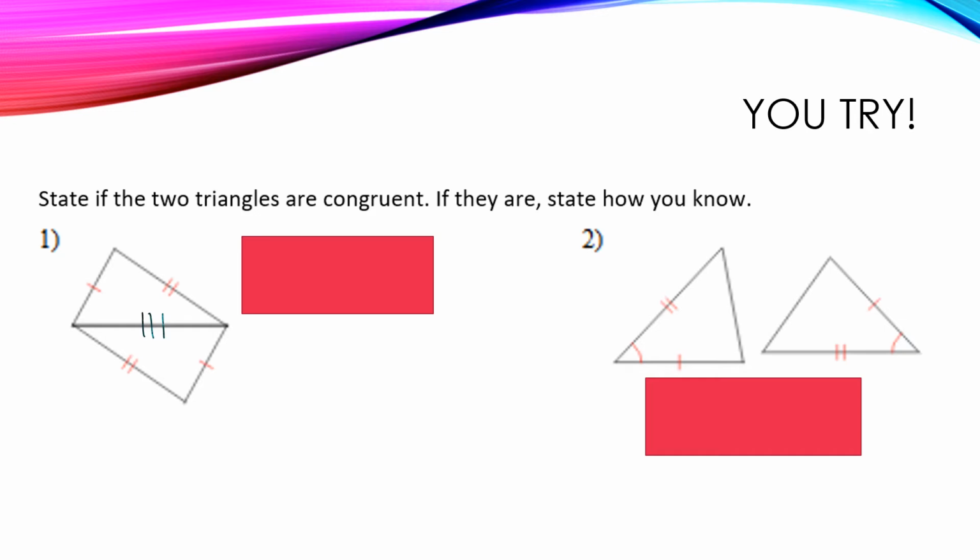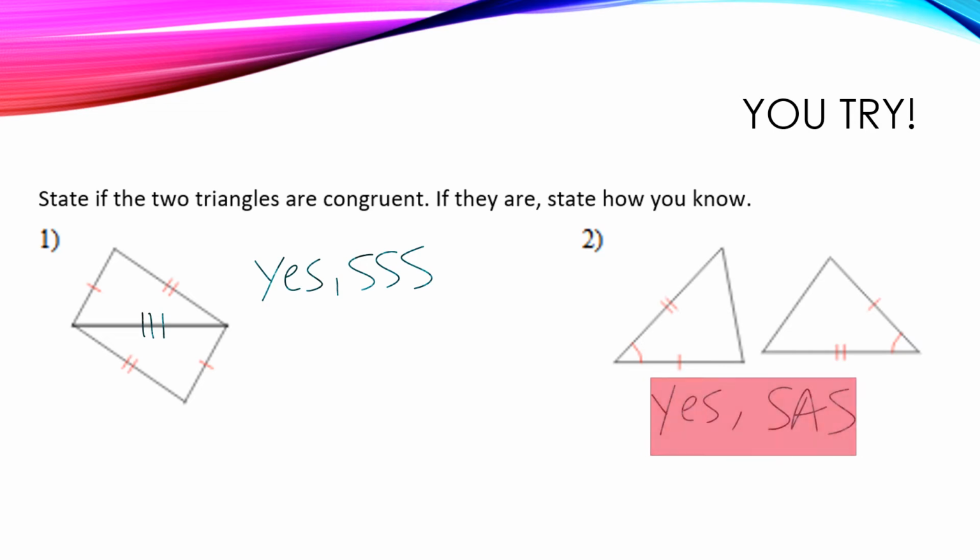You guys try these 2. Give me the theorem that says that they are congruent. So number 1, you have your middle line as that reflexive property. It's saying it's congruent to each other. So those 2 triangles are congruent because of side, side, side. And then number 2, you have side angle side in both triangles. So those 2 are congruent as well based off of the side angle side theorem.